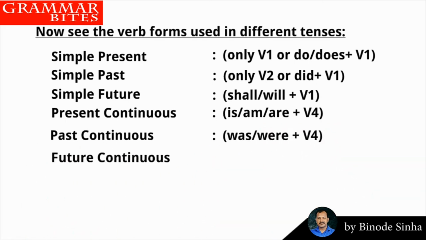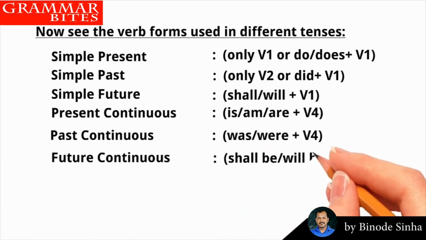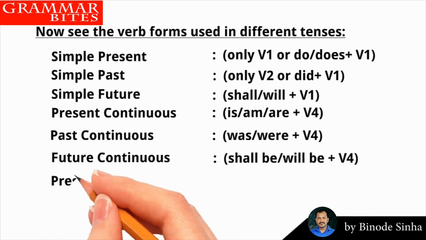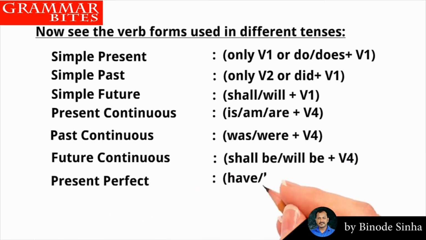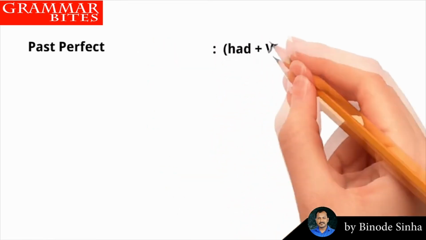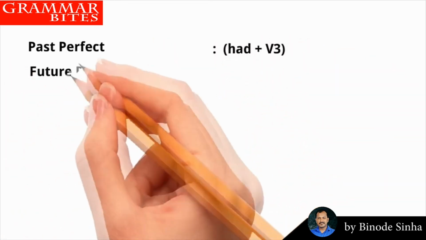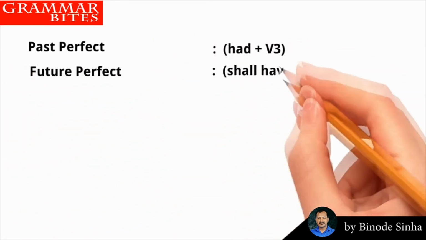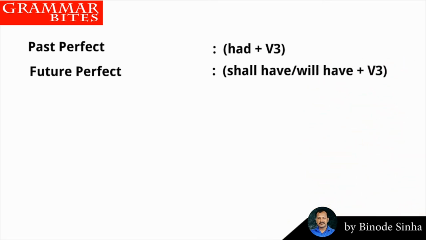In future continuous, we use shall be or will be plus V4. In present perfect, we use have or has plus V3. In past perfect, we use had plus V3. In future perfect, we use shall have or will have plus V3.